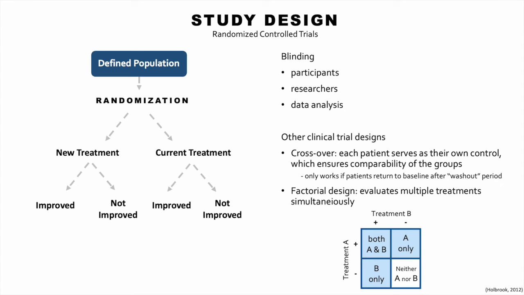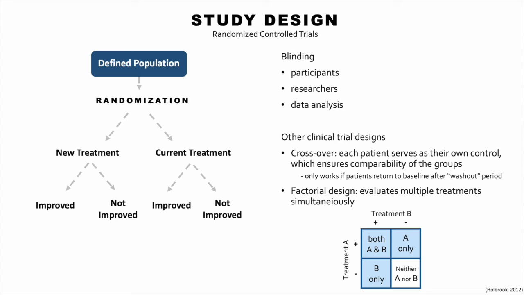Factorial design can be a less expensive way to test two treatments at the same time, but only if their modes of action are independent. Alternatively, factorial design can be used to assess for synergistic relationships between two different treatments. If we want to know whether the effect of the two treatments in combination is different than what we would expect based on the effects of either treatment alone, then a factorial design might be helpful.